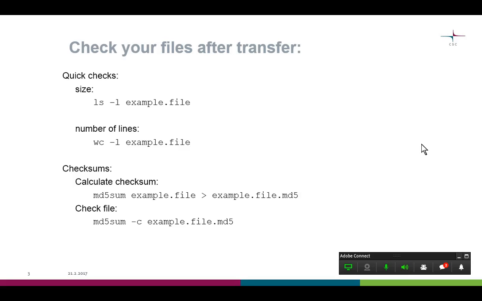A quick check is to check the file size. You can use ls with L. Here you should notice that depending on your operating system and file system, some systems may report the file size slightly differently. So if there's a small difference, that's not necessarily a bad sign. It might be just normal. But if the file is say 500 megabytes on your own computer and 200 in Taito, clearly something has gone wrong and the file is broken.